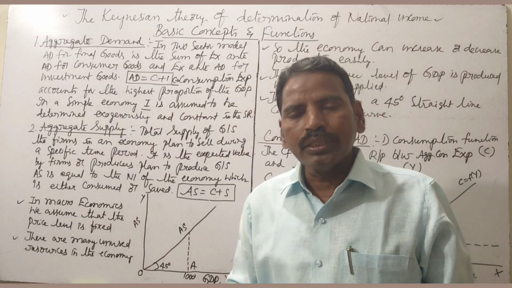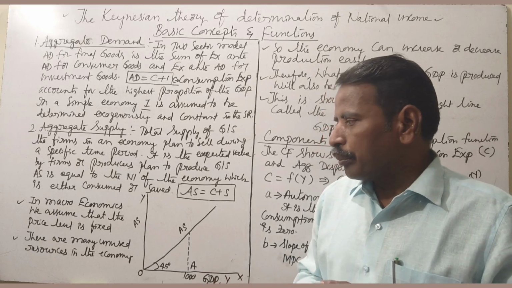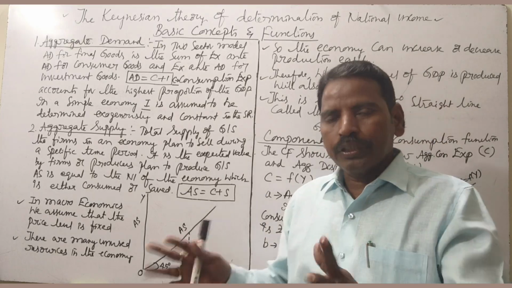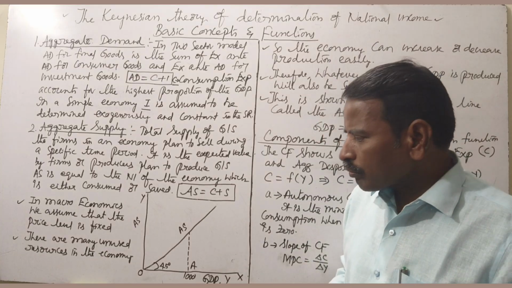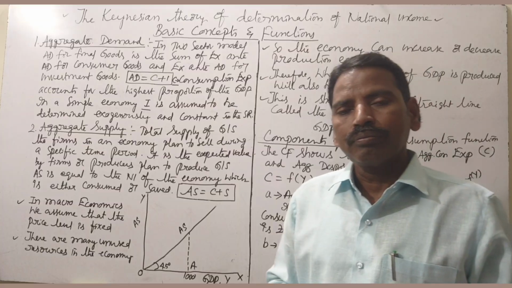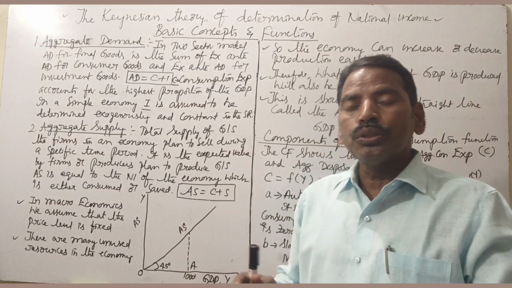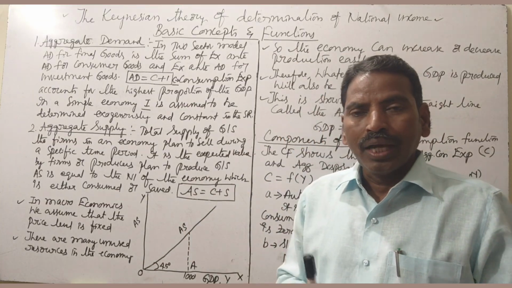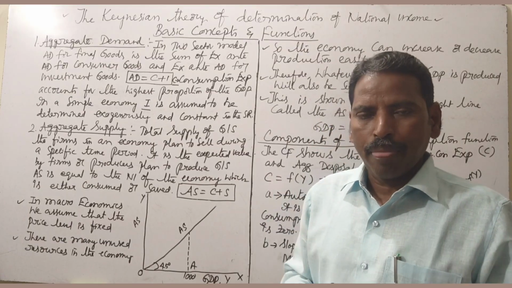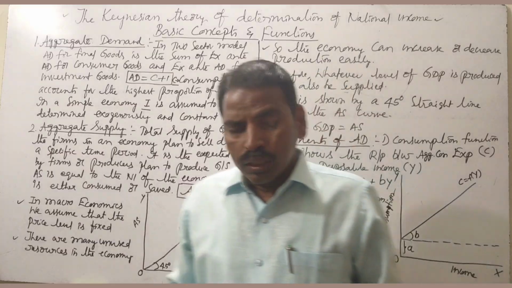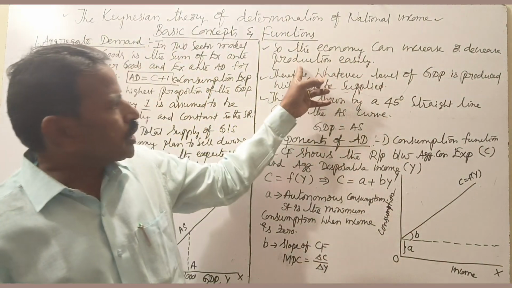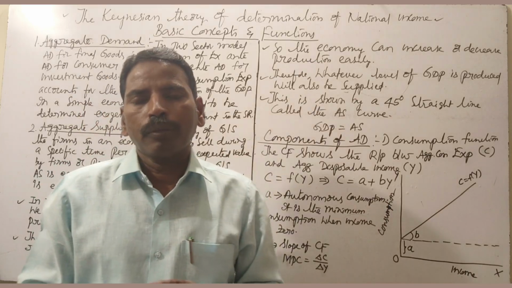The first stage in macroeconomics: we assumed that the price level is fixed. Next, there are many unused resources in the economy, such as unemployed workers and unused machines, and so the economy can increase or decrease production easily.